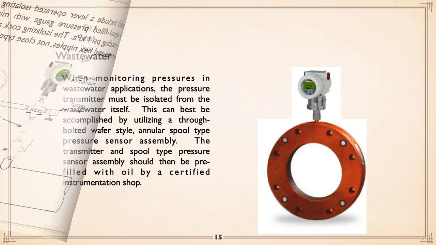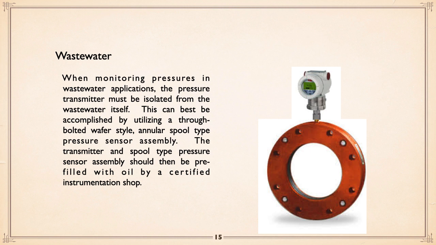Now, when you're measuring pressure with wastewater, you obviously are dealing with debris that would clog a snubber and certainly a bare gauge connection. There's a number of different ways of doing it with diaphragms or whatever. This kind of device here, which basically fits between pump flanges or pipe flanges, is a through-bolted wafer style annular spool type pressure sensor assembly. The classic name is Red Valve. There are others. When that's done, it's done as a calibrated unit.